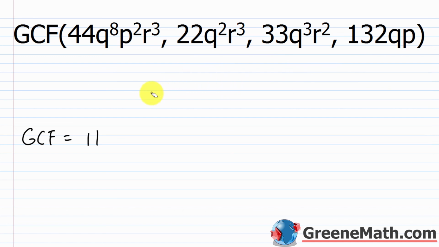Let's think about what the variable part would be. So I have q, q, q, and q. The smallest exponent is on this one, right? This is to the first power. You've got cubed, squared, and to the eighth power. So we're going to go with just q. Then when I look at the next variable that appears, it's p. So I have p squared, no p here, so you can just stop, right? It doesn't matter that there's a p down here. If it's not common to everything, it does not go in. Now the next variable that appears is r. So r cubed, r squared, no r here, not common to everything, doesn't go in. So your greatest common factor here is just going to be 11q.